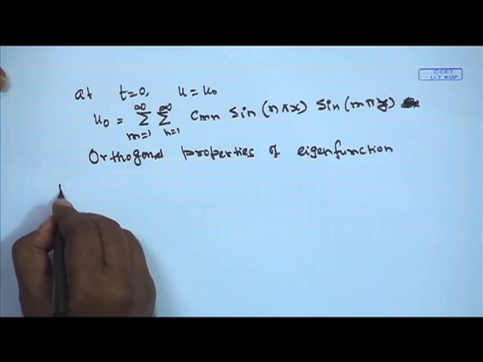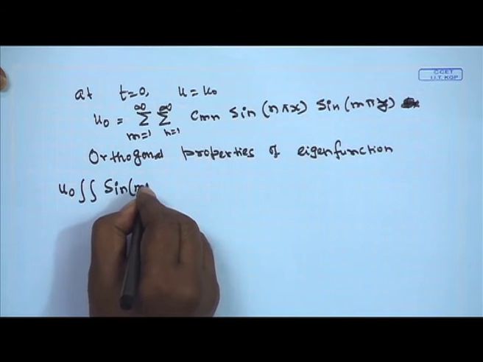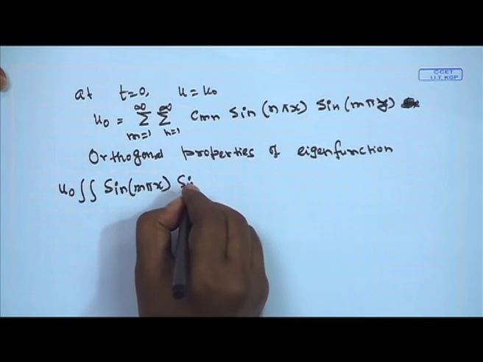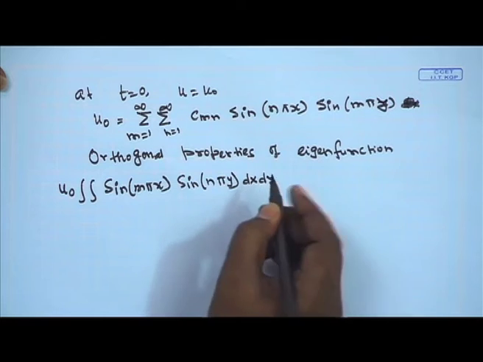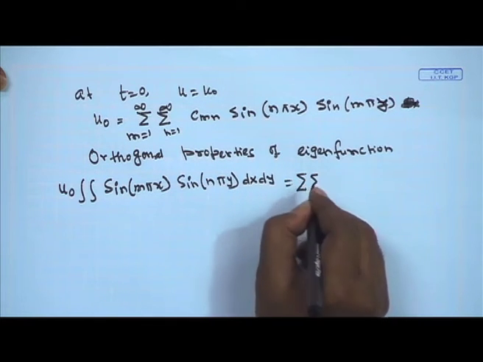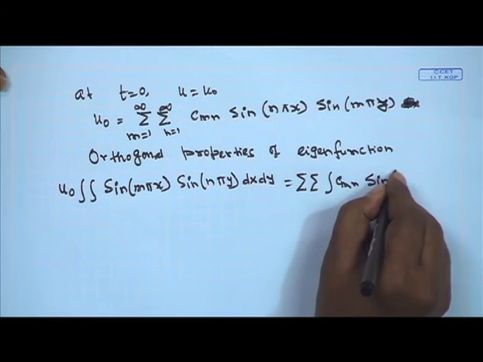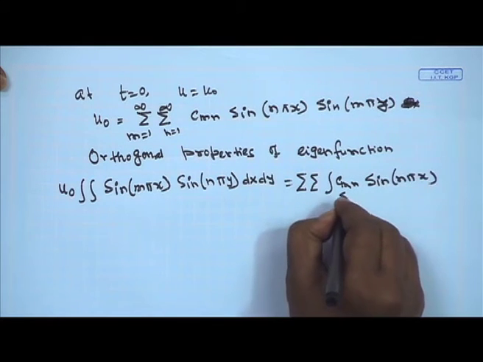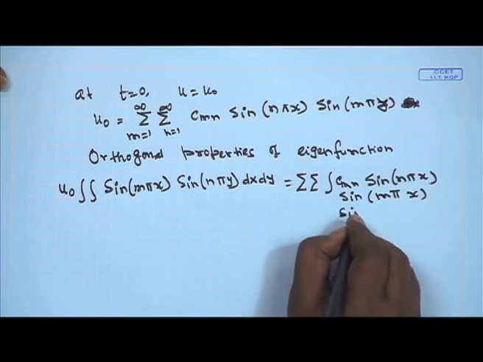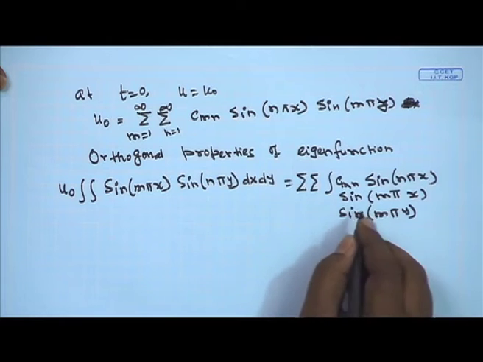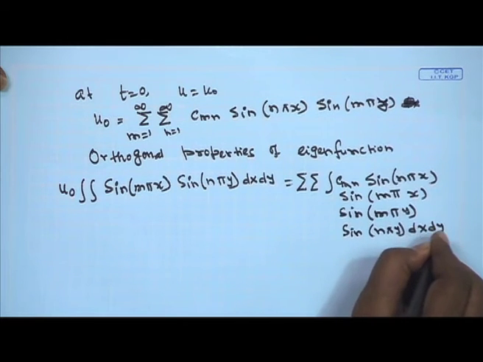So, u0 double integral sin m pi x sin n pi y dx dy is equal to double summation integral Cmn sin n pi x sin m pi y dx dy.